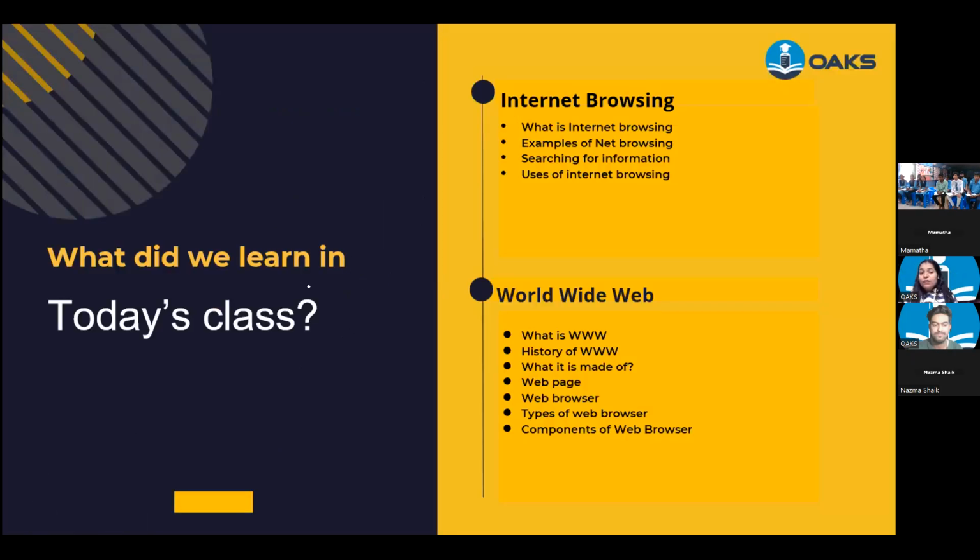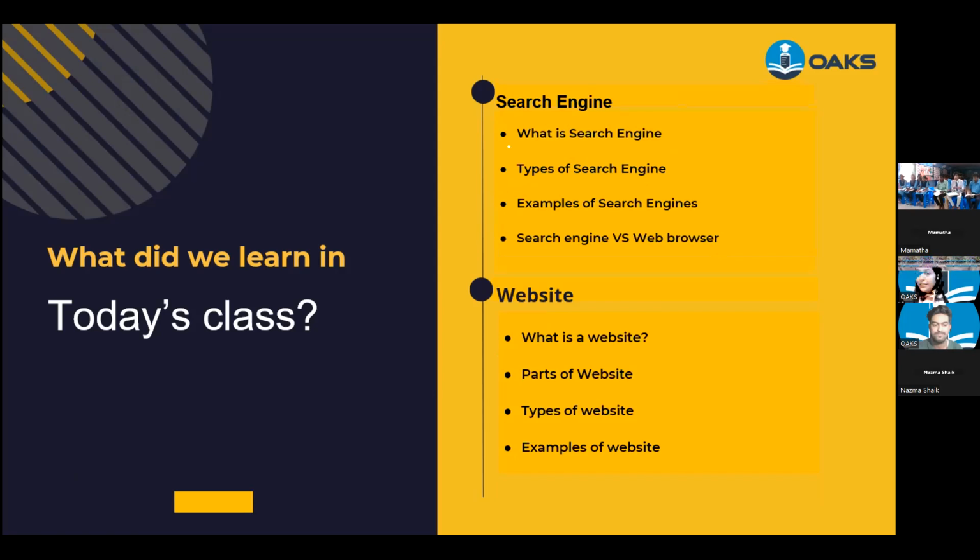All right, so today we will be learning about internet browsing. What is internet browsing? Examples of net browsing, searching for information, uses of internet browsing, what is WWW, history of WWW, what it is made up of, web pages, web browsers, types of web pages, and components of web browsers. Coming up to search engine: what is a search engine, types of search engines, examples of search engines, search engine versus web browser. What is a website, parts of a website, types of websites, and examples of websites. All of this we will be covering in this particular chapter.